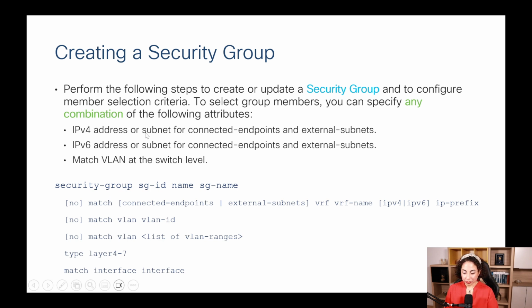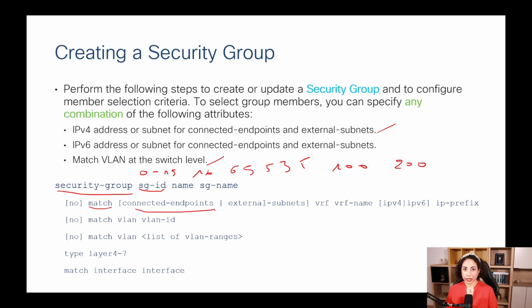So we can specify any combination of the following attributes. We can match on IPv4 subnet or address for connected endpoints, as well as external subnets. Same for IPv6, and we can match a VLAN at a switch level. The syntax is security group. Then we give the security group ID. If you remember from the previous video, the range from 0 to 15 is reserved, but we can take anything from 16 to 65,535. This is why I picked 100 for the security group named client and 200 for the security group named servers.